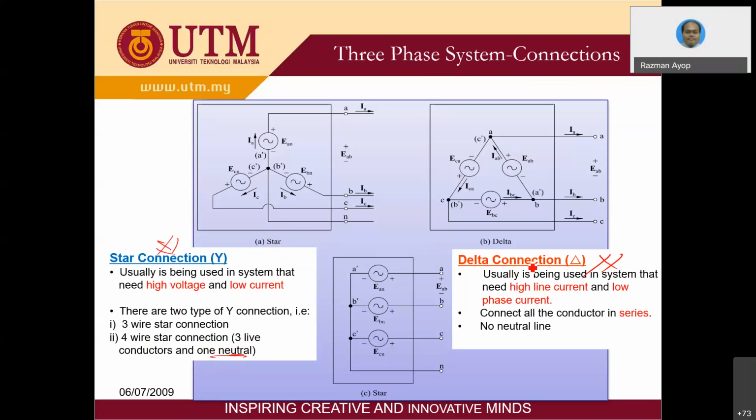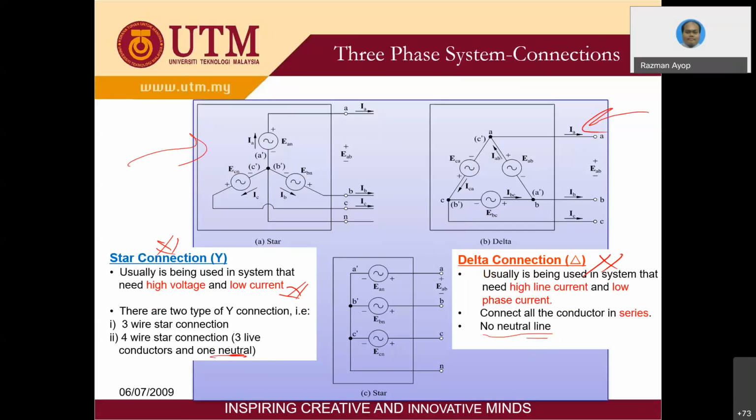And for delta connection, you need to know the use: high line current and low phase current, and there is no neutral line. So make sure you know what the use of star connection and delta connection is. Basically, this is a star connection, and this one is delta connection.